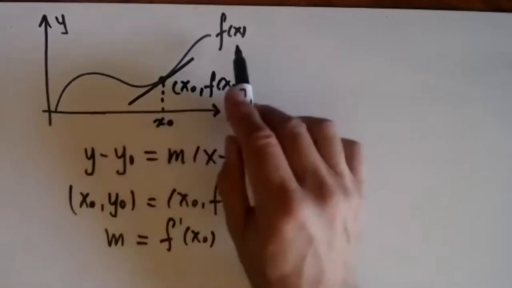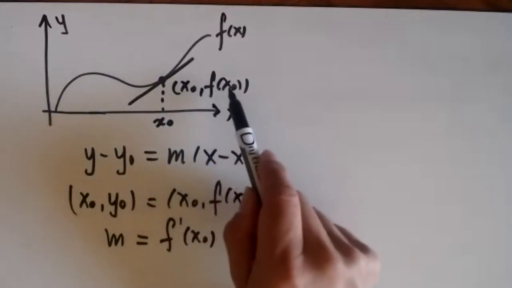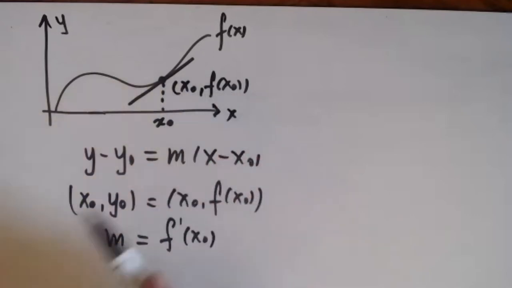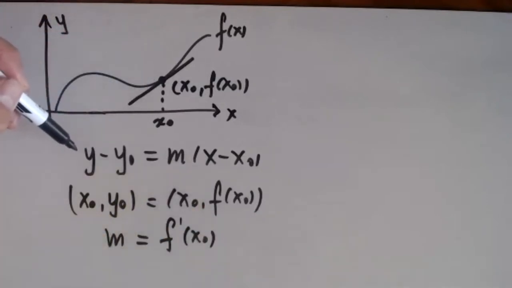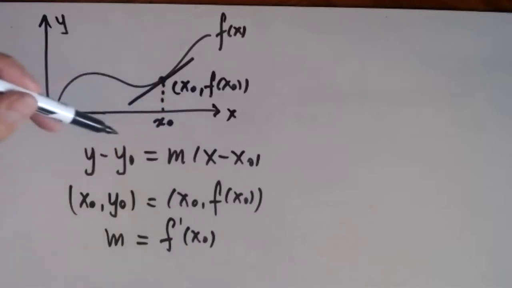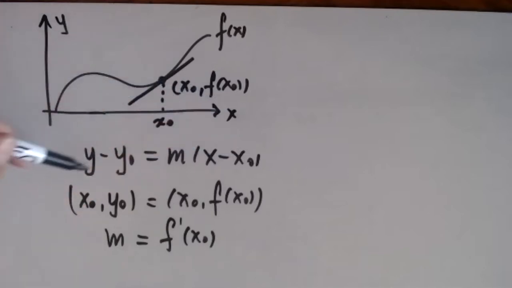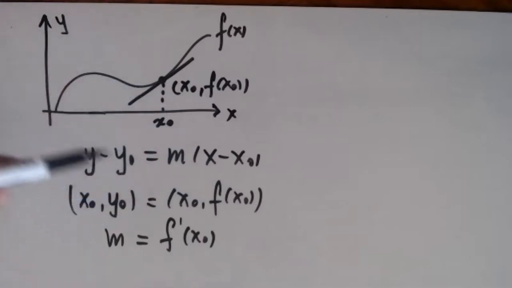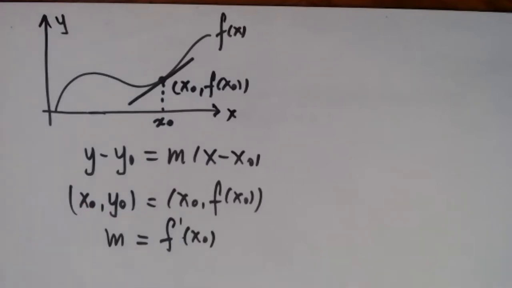You have a function f. You need the equation of the tangent line at a point on the function's graph. If you have x0, the point is (x0, f(x0)). You want the tangent there, the equation of the tangent line. This is the equation of any straight line: you need a point the line passes through, and you need the slope of the line. The point is (x0, f(x0)), and the slope is the derivative of the function evaluated at the point x0. That is what you have to do.